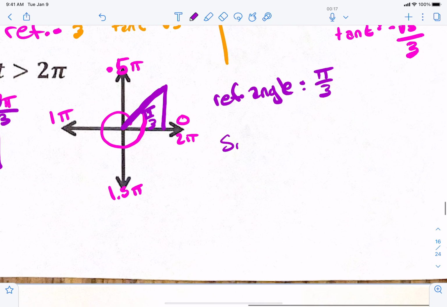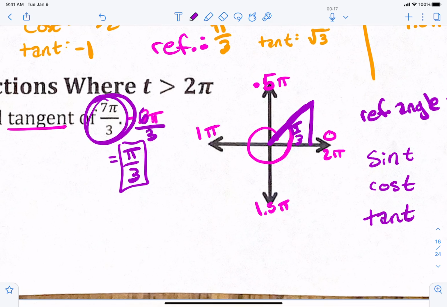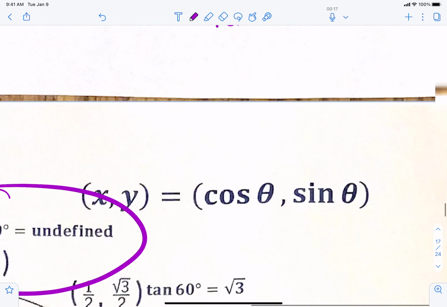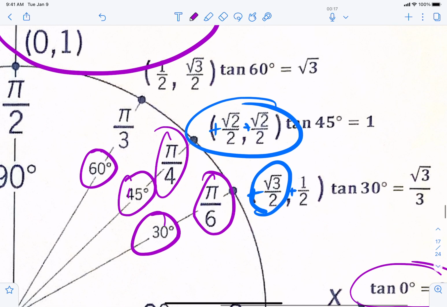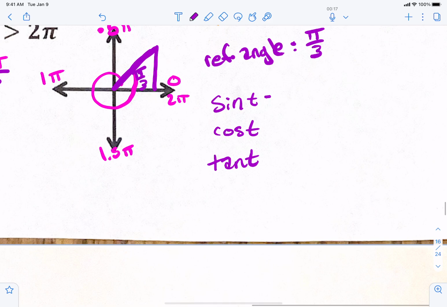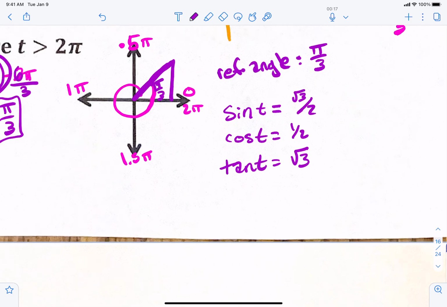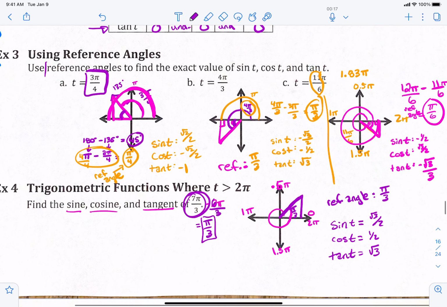Then we have to find sine of t, cosine of t, tangent of t. We don't have a 7 pi over 3. We're looking at just pi over 3 on your unit circle, which is this guy right here, 60 degrees. Sine is the y coordinate. What's the y coordinate? Square root of 3 over 2. Cosine is 1/2. Tangent is square root of 3. All positives, right? Because we're in the first quadrant. Everything's positive. Woo! That's a lot of stuff.